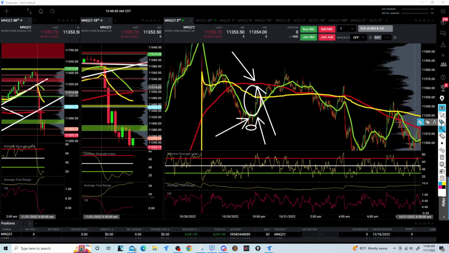The price is going to want to come back to the 20, and the 20 is going to want to come back to the 200. The 20 and the 200 are friends. They like to be together. They're always going to come back and say hello before their next departure. Am I making sense, guys?